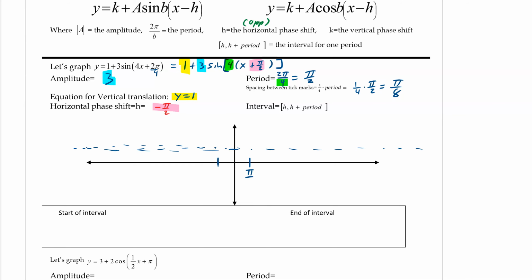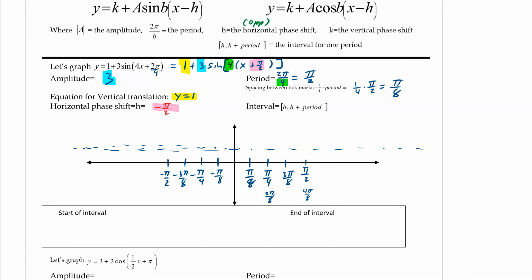So this would be pi over 8. This would be 2 pi over 8, so pi over 4. That's 2 pi over 8. And then 3 pi over 8. And then 4 pi over 8, which is our pi over 2, but we want to go the other way. So negative pi over 8, negative pi over 4, negative 3 pi over 8, and then negative pi over 2.